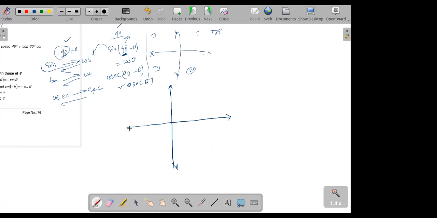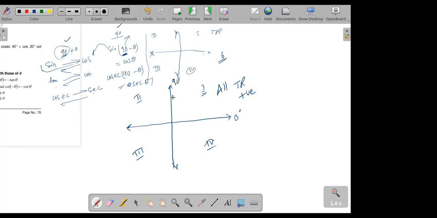So starting from the top left corner, we call it the first quadrant, and going anti-clockwise, this is second, third, and this is fourth. A few rules we have to remember. In the first quadrant, all trigonometric ratios will be positive. There are six ratios, right? Sine, cos, tan, cosec, sec, cot, all will be positive if the angle is in the first quadrant. First quadrant means between 0 and 90.